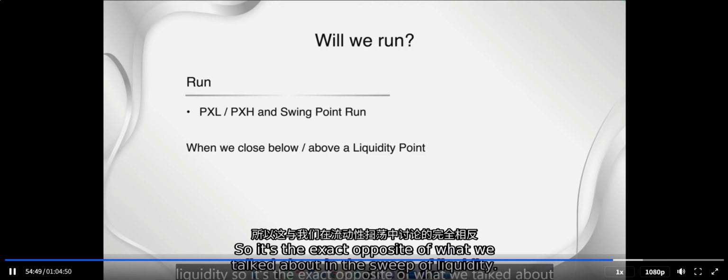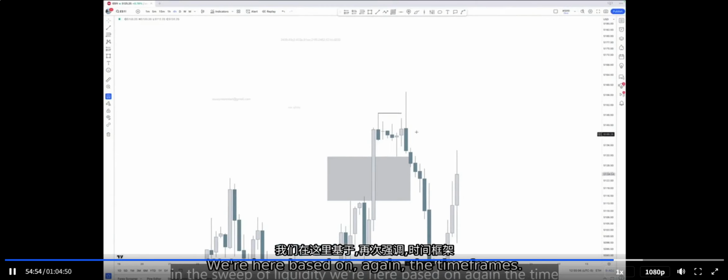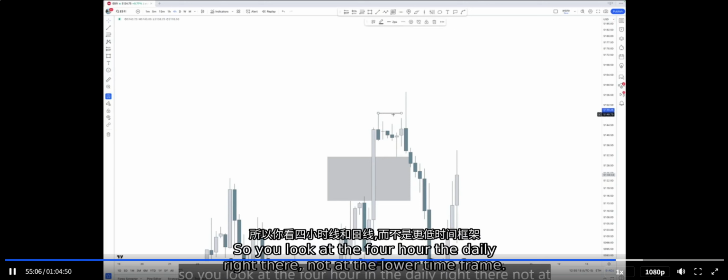So it's the exact opposite of what we talked about in the sweep of liquidity, where here, based on the time frames, of course, on the 1 minute time frame, will you close above that high? Yes, but the premium array right there is on the daily and on the 4 hour right there. So you look at the 4 hour and the daily, not at the lower time frame.